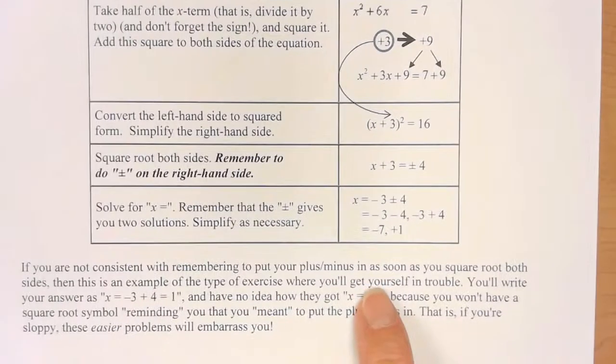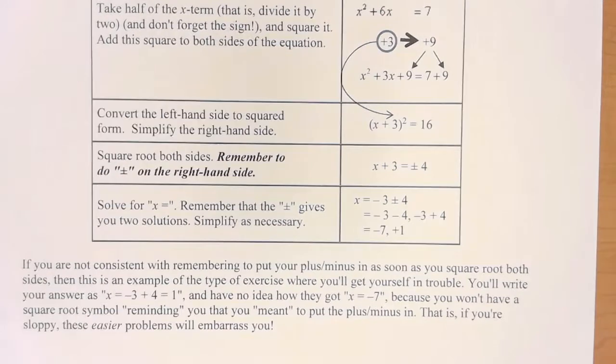If you're not consistent with remembering to put your plus minus in as soon as you square root both sides, then this is an example of the type of exercise where you'll get yourself in trouble. You'll write your answer as x equals negative 3 plus 4 equals 1. I have no idea how they got x equals negative 7 because you won't have the square root symbol reminding you that you meant to put the plus or minus in. That is, if you're sloppy, these easier problems will embarrass you.